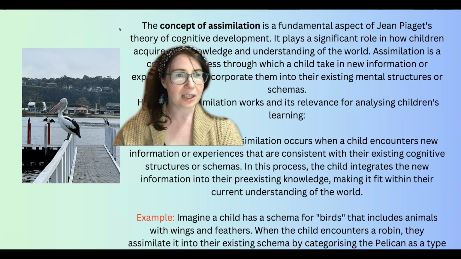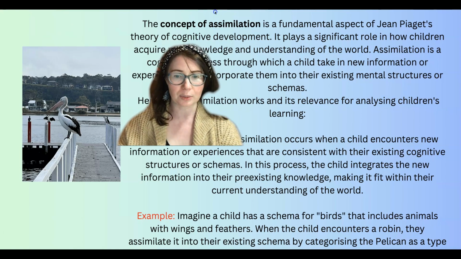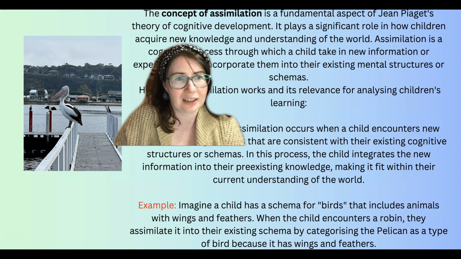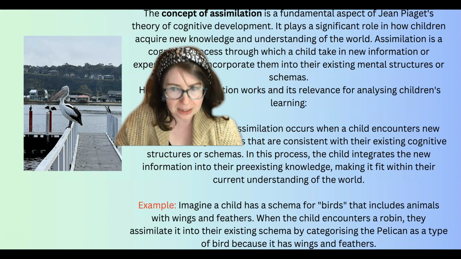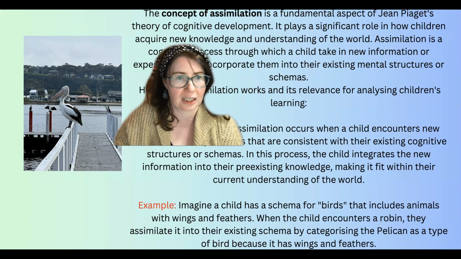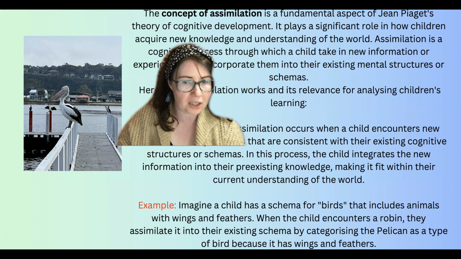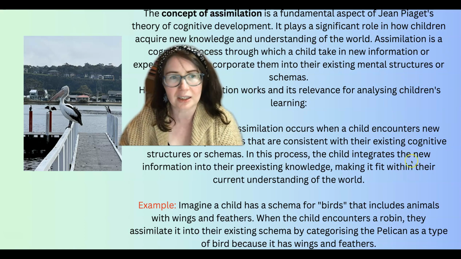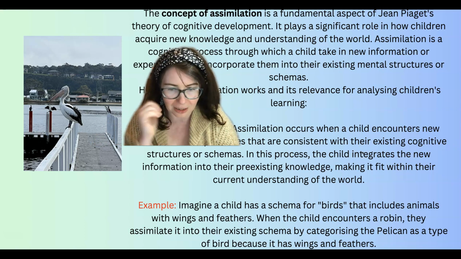So here's how assimilation works with, let's say, a bird, right? So I thought that would be quite relevant with a bird. It happens when a child encounters new information or experiences that are consistent with the existing cognitive schemas. In this process, the child integrates the new information into pre-existing knowledge or their prior knowledge, making it fit within the current understanding of the world. I'll give you an example which might make it really clear.